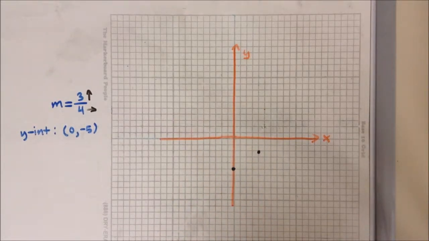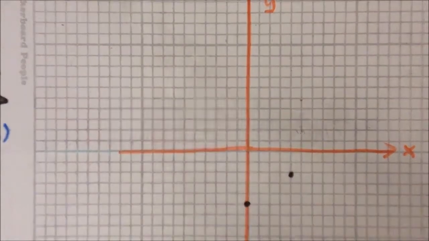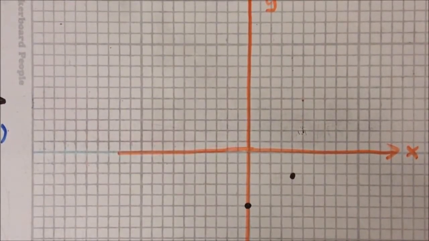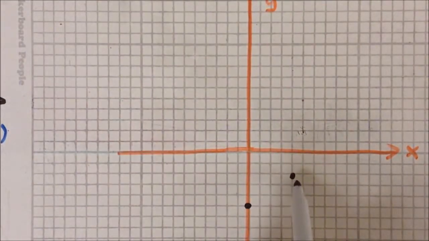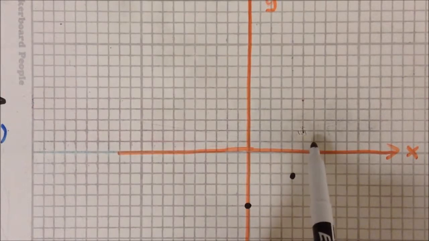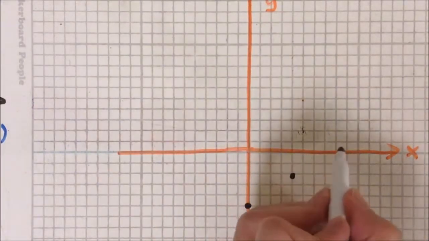Let me zoom in a bit so you can see. Now I'm going to continue. I'm going to go up 3, 1, 2, 3, and then right 4, 1, 2, 3, 4. So right there.